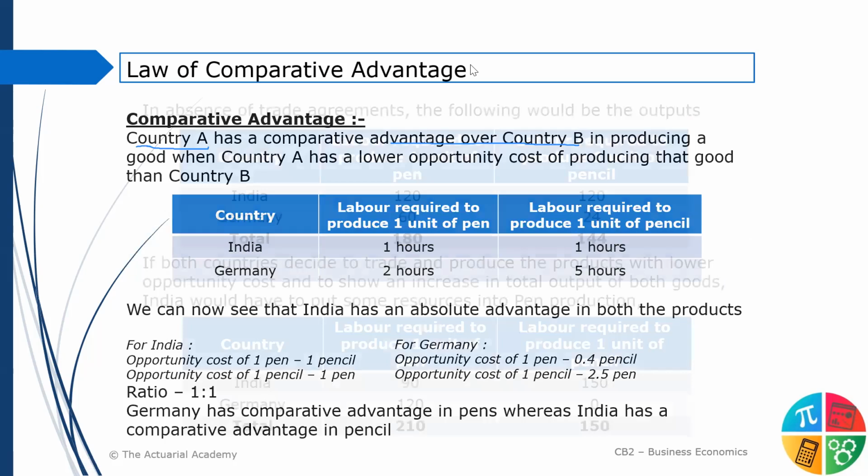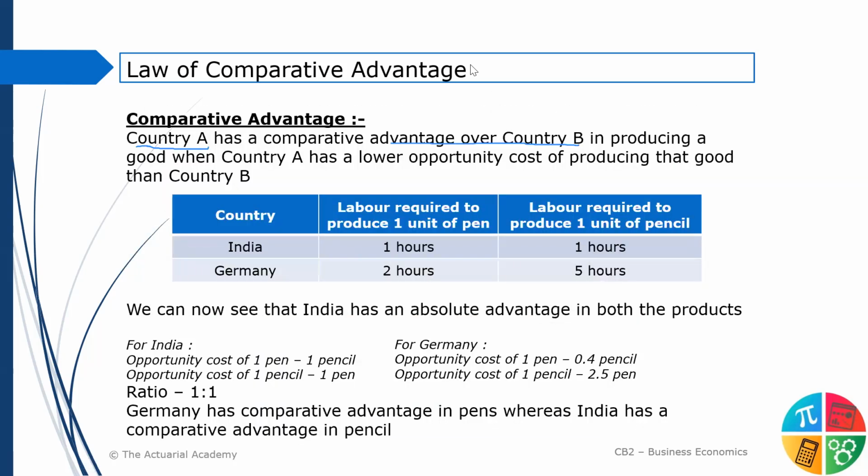Production capacity: somehow it has gotten new technology, new resources, such that previously the number of hours required to produce pens was higher. Now that has changed, and the number of hours required to produce one pen and one pencil is 1 hour each. In the previous examples, it was higher. Now it has reduced, so India has an absolute advantage in both products.